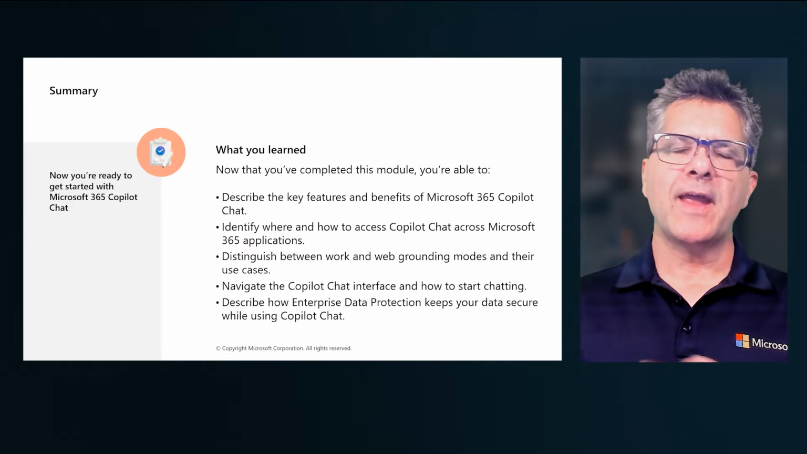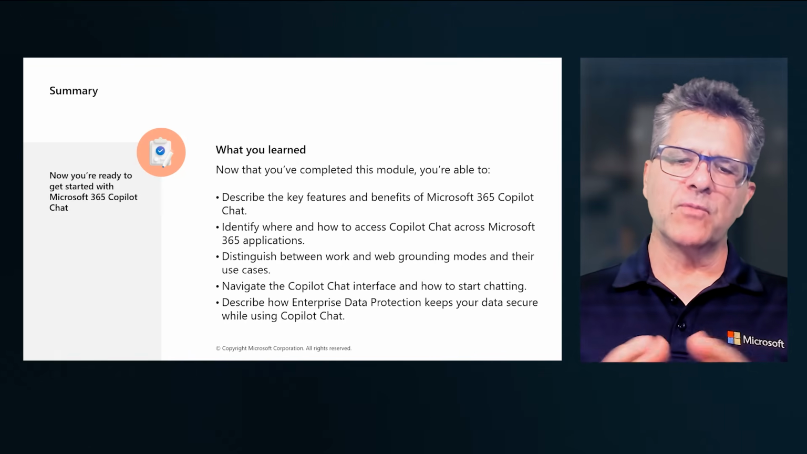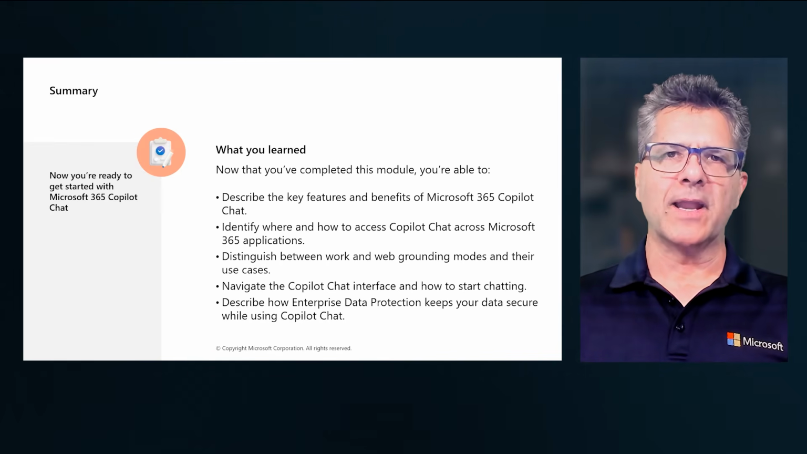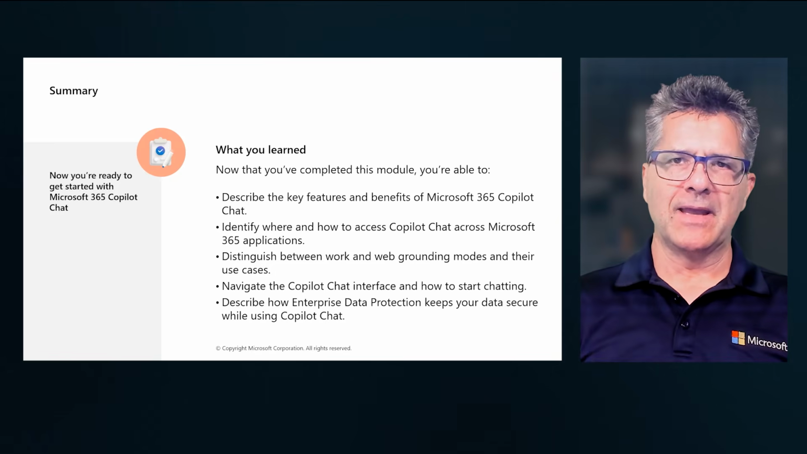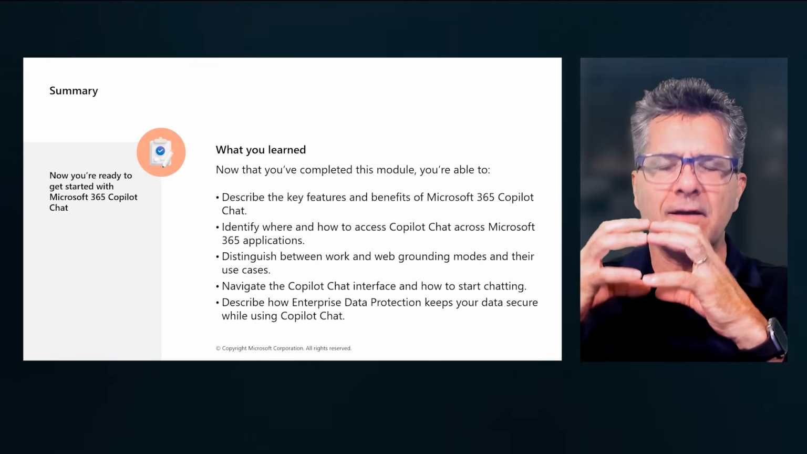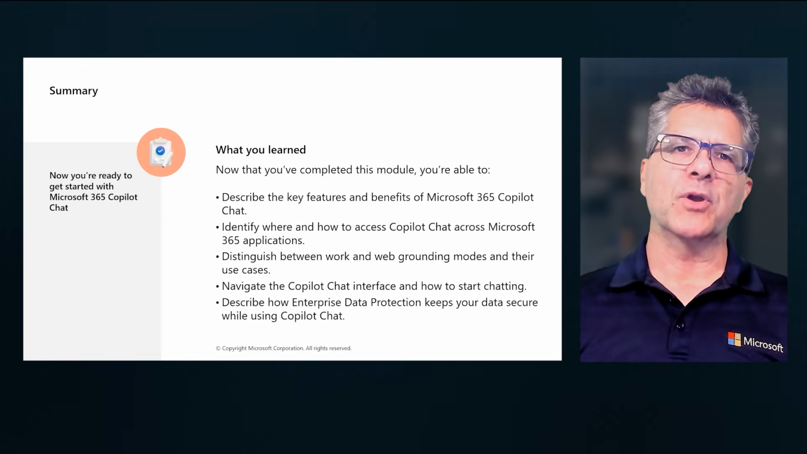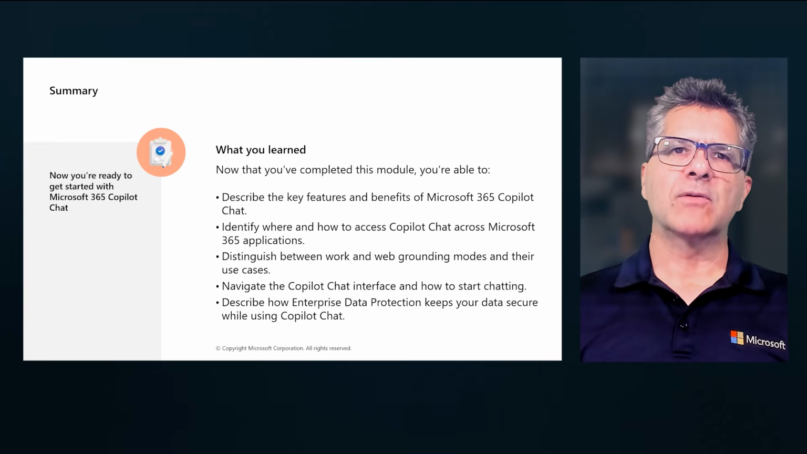So in summary, what have we seen on this module? For module number 1, we started with describing the key features of Microsoft 365 Copilot Chat. What is the benefit? Now I have my AI assistant with me. I am still in control, but I have someone that can help me do a lot more, be more creative and productive.